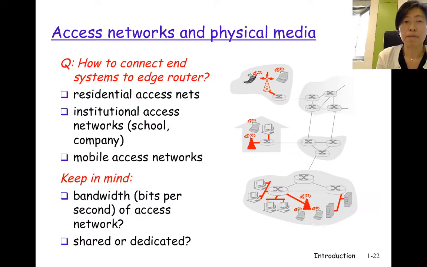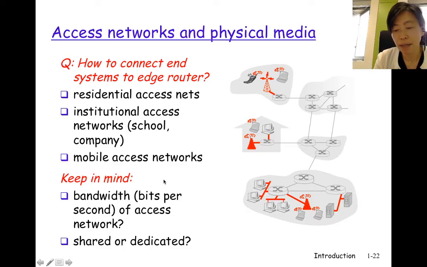Okay then. This is where we left off. Access networks and physical media. There are actually several types of networks. Last time we covered just one called the ADSL. Now, there are typically three kinds of access network.